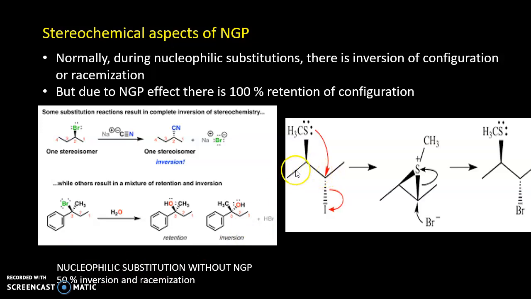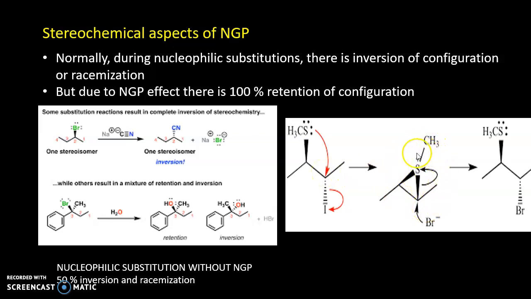See this example: CH3, CH3S, CH, iodine, and CH3. Now here this sulfur acts as a neighboring group. It has a lone pair of electrons. It attacks on this carbon. Iodine goes away, so this helps to remove this iodine. So the first step is attack of the neighboring group. It is an internal nucleophile, so we call it an internal nucleophilic substitution, SN2.